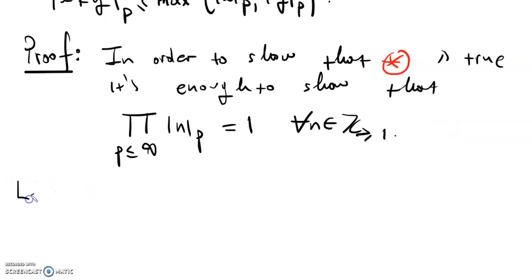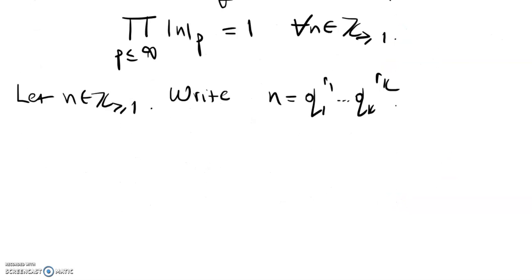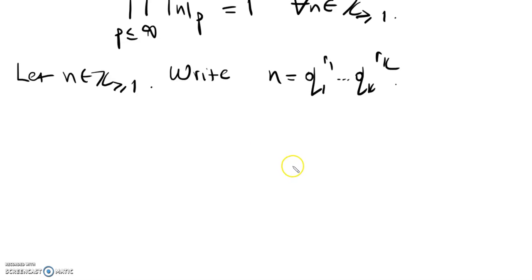So let n be a positive integer, and let's write the prime factorization of n. Now it's really easy to calculate this product, simply because all but finitely many of those absolute values are going to be 1, and therefore they're not going to affect my product.